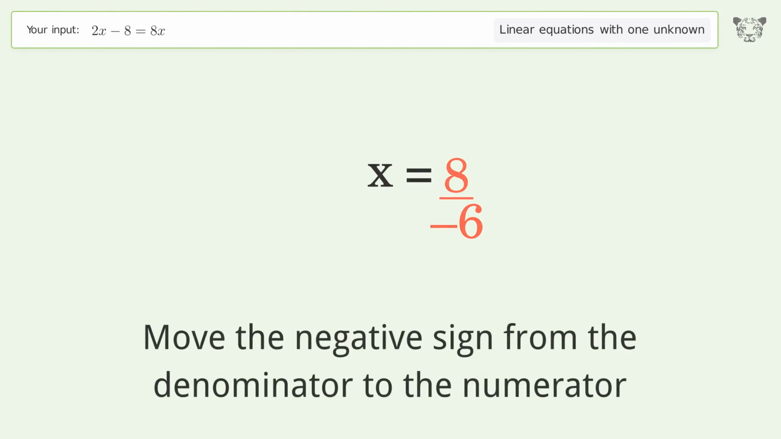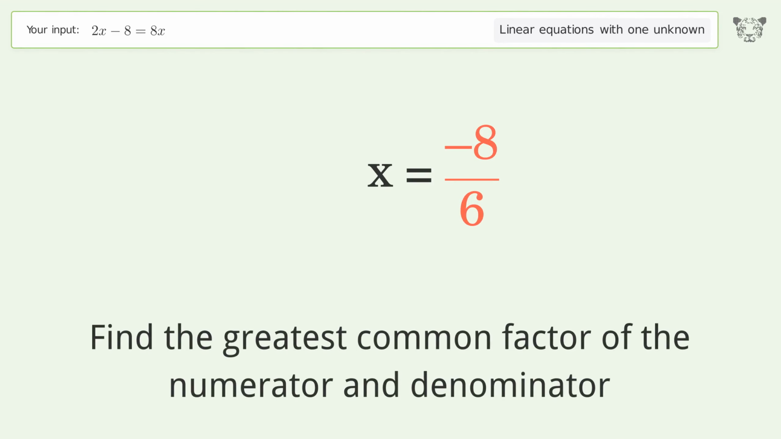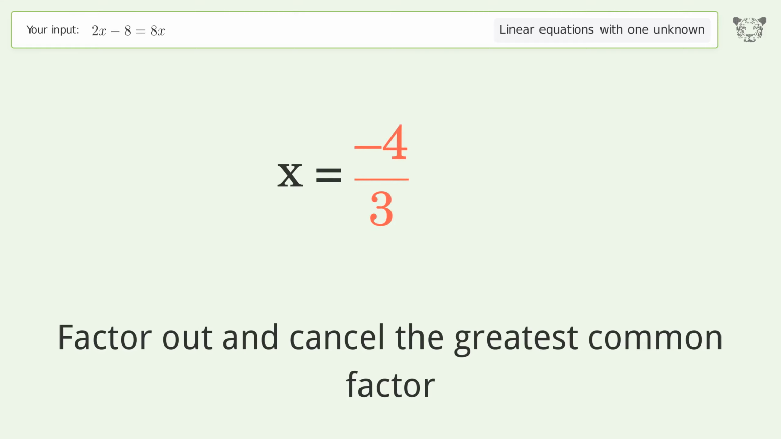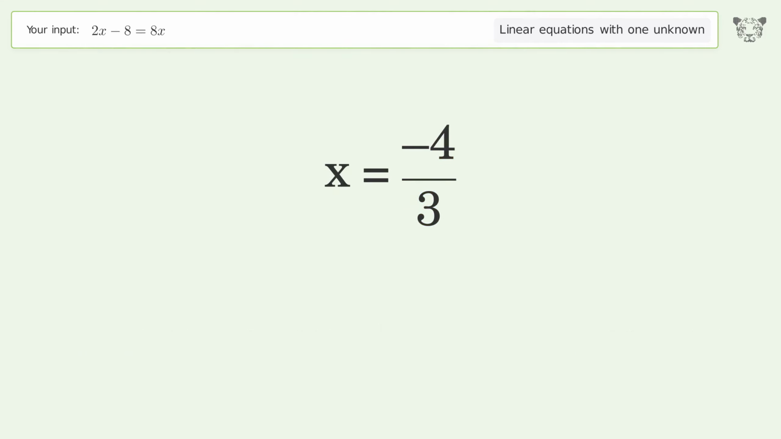Move the negative sign from the denominator to the numerator. Find the greatest common factor of the numerator and denominator. Factor out and cancel the greatest common factor. And so the final result is x equals -4/3.